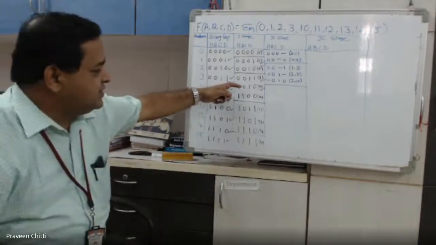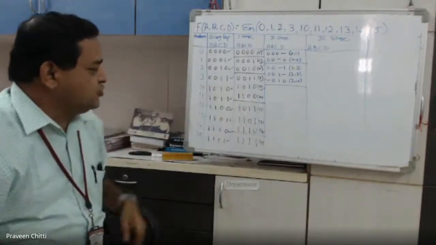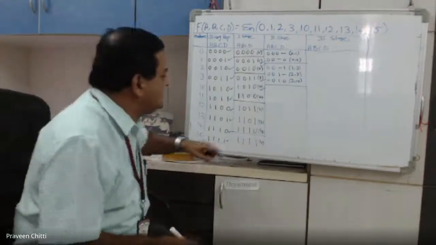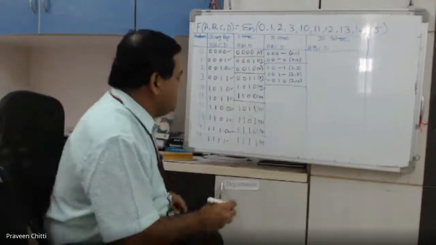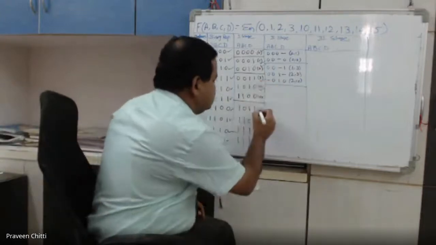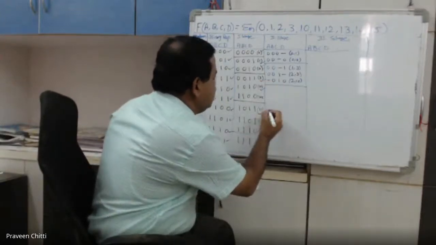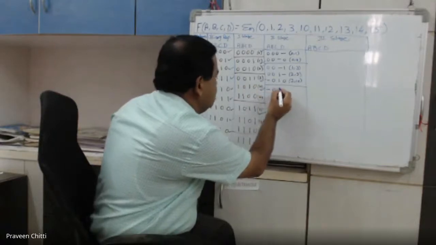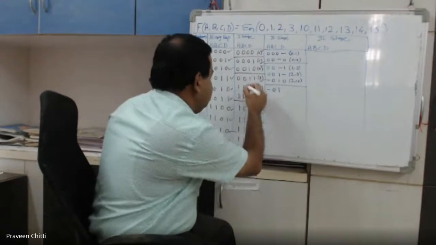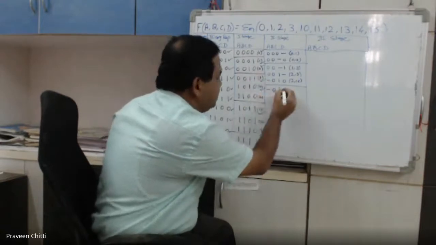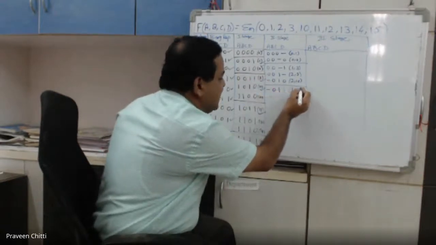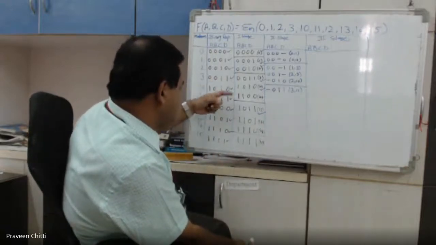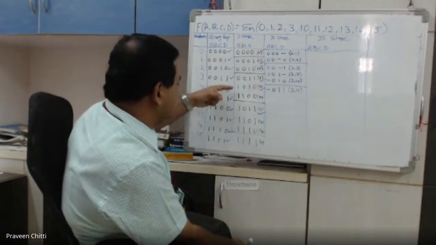Next, compare the third and fourth group and check whether we can do the combinations or not. Now 3 and 11, is it possible? Yes, 3 and 11 can be combined, and I can write that as dash 0, 1, dash 0, 1, 1. That is 3 and 11. Then 3 and 13 is not possible. 3 and 14 is also not possible.